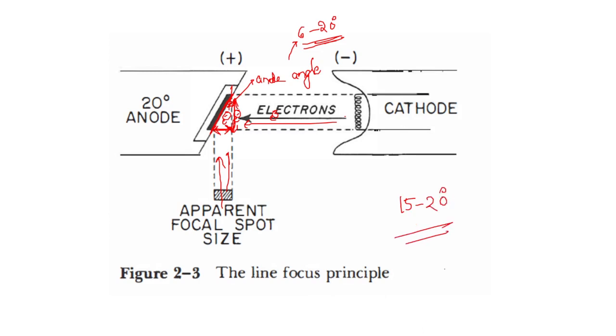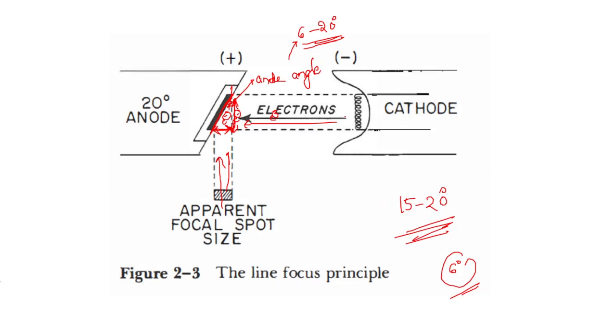There are also a few X-ray tubes with only 6 degrees, but it is better to maintain 15 to 20 degrees, especially for our diagnostic radiology. So this is about the apparent focal spot.